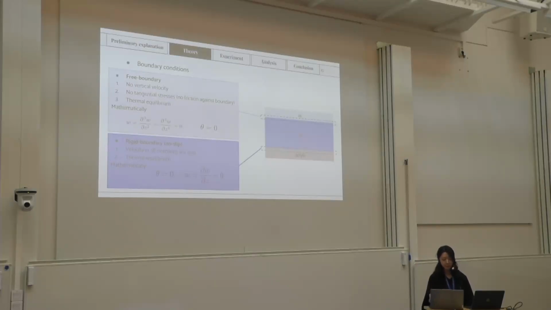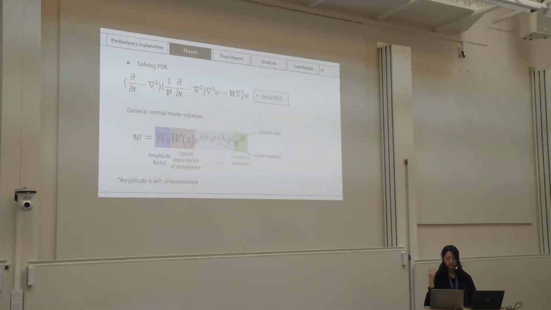At the top of the fluid, where air meets oil, we consider it as a free boundary. At this point, there's no vertical velocity, the tangential stress disappears, and we reach a thermal equilibrium. The mathematical expression is as such. And also, at the oil and acrylic boundary, we consider this as a rigid boundary. We impose the no-slip boundary condition here.